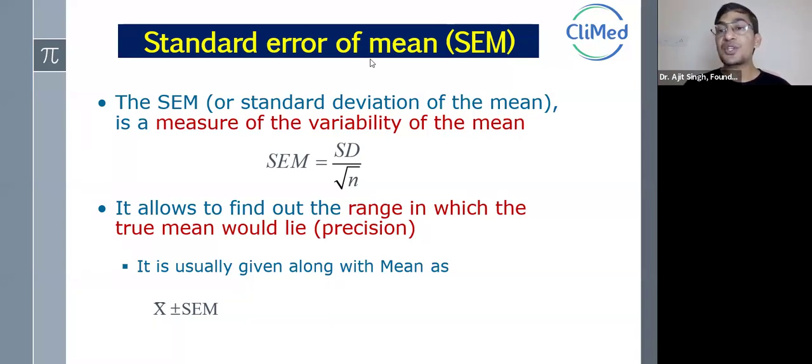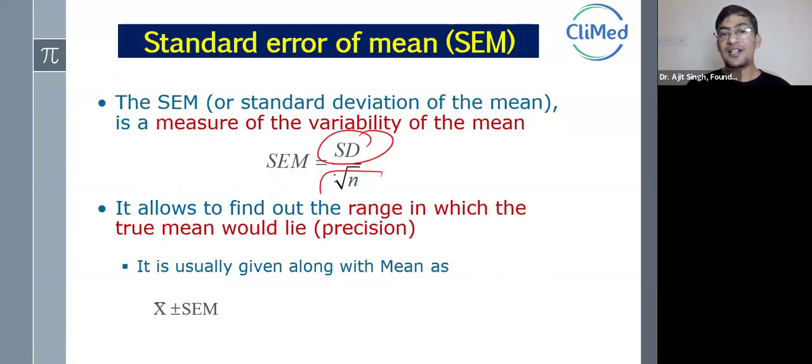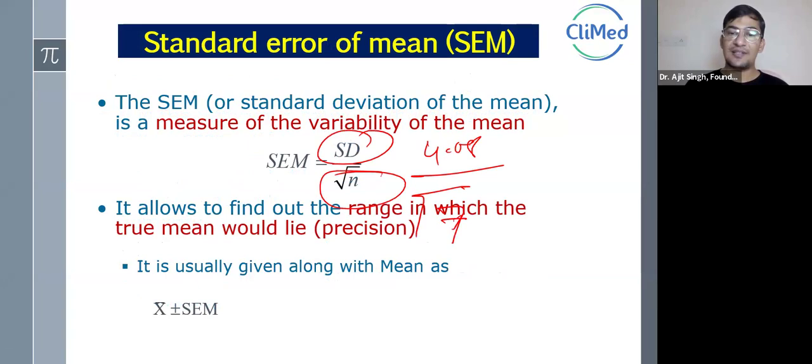Okay, but it will show the precision. It will give you the precise difference. So how to calculate? SEM is equal to SD divided by under root n. Like whatever is SD, 4.08, divided by under root 7 is your SEM. Okay, under root 7 is your SEM, right?